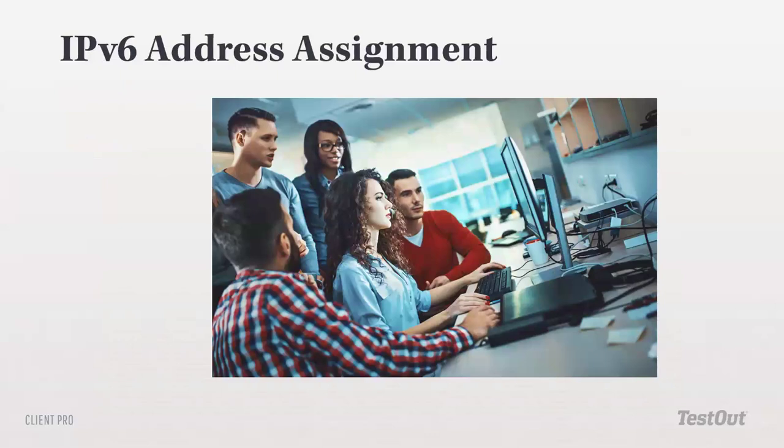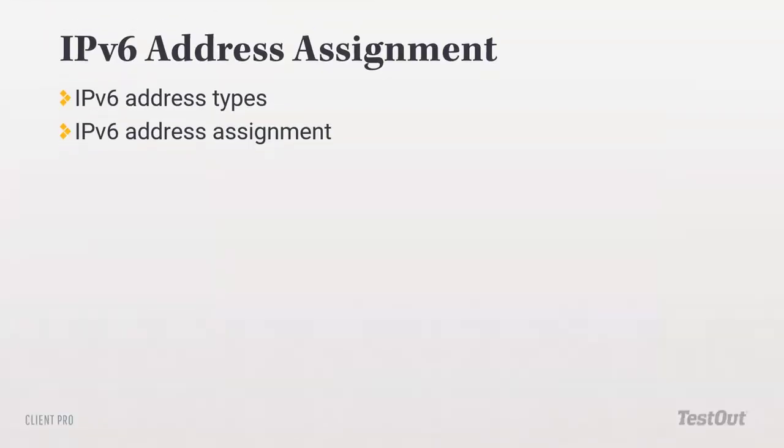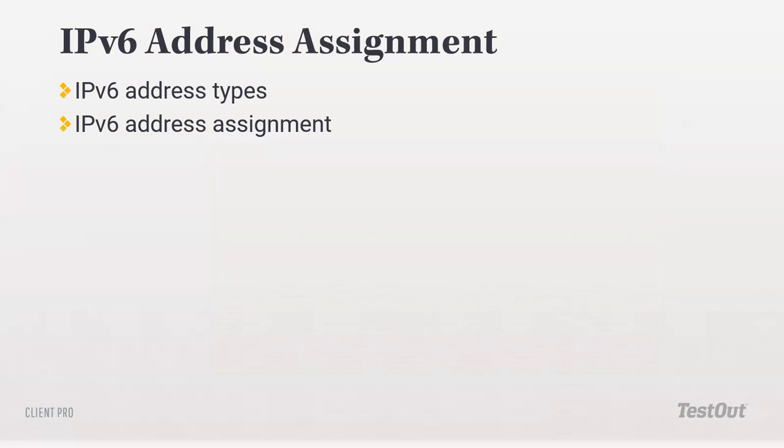Now, how do clients get IPv6 addresses? Because in IPv4, we talked about DHCP, we talked about manual configuration, right? Well, let's talk about some of the different IPv6 addresses that exist and how a client might be able to get access to one of those addresses.